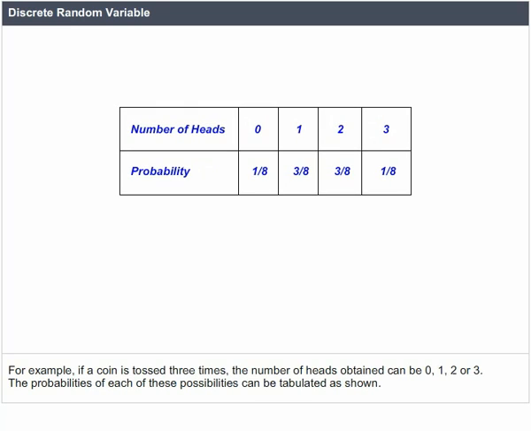For example, if a coin is tossed 3 times, the number of heads obtained can be 0, 1, 2 or 3. The probabilities of each of these possibilities can be tabulated as shown. Number of heads 0, 1, 2, 3. Probability 1 by 8, 3 by 8, 3 by 8 and 1 by 8. Sample space equal to HHH, HHT, HTH, HTT, THH, THT, TTH, TTT. H stands for head, T stands for tail.